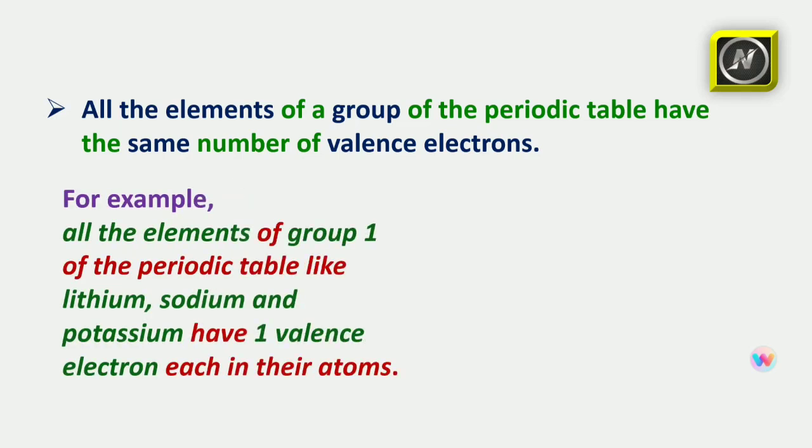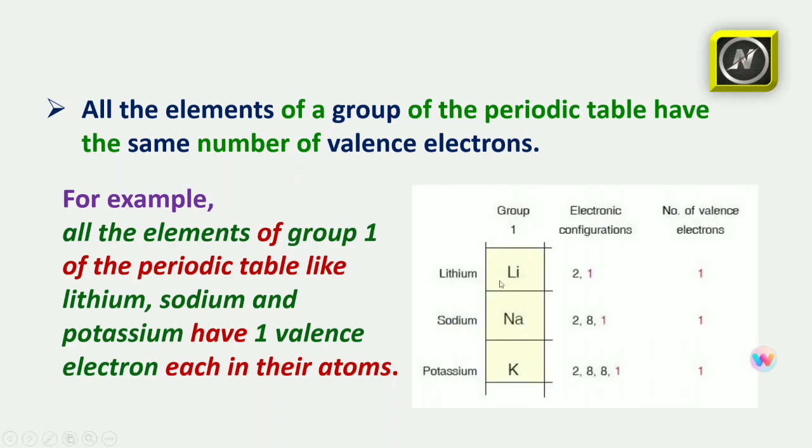For example, all the elements of group 1, let us take here, this is group 1. Lithium, sodium, potassium from top to bottom. All the elements of this group, like lithium, sodium, potassium, have one valence electron. What is the number of valence electrons in these elements? 1. Why? Because if you see the electronic configuration, the outermost electron is 1 for lithium, for sodium also, and for potassium also. Have you got the difference?